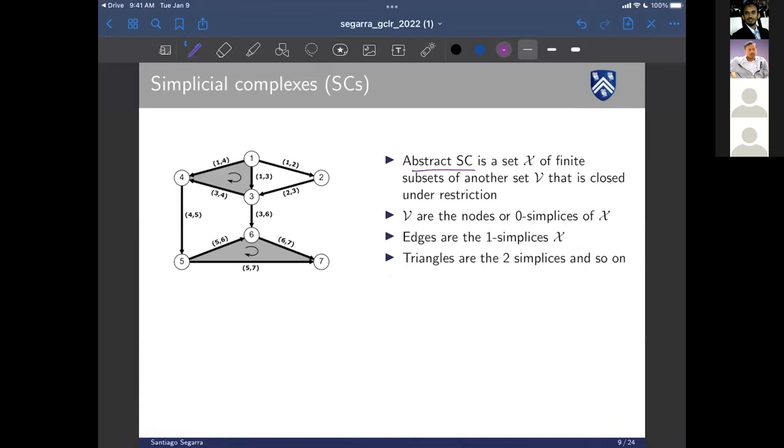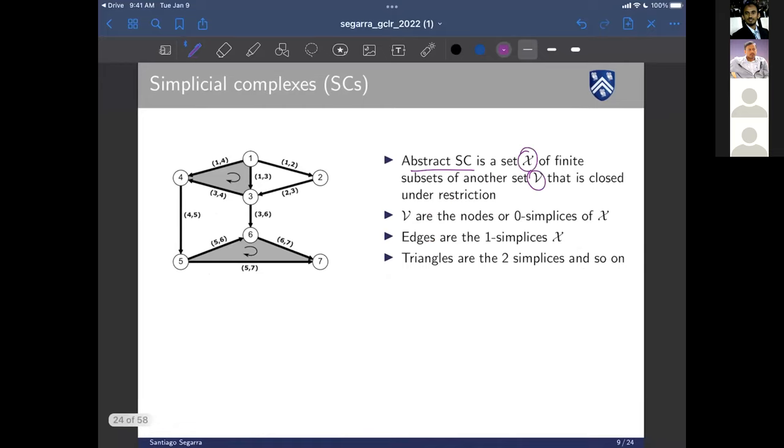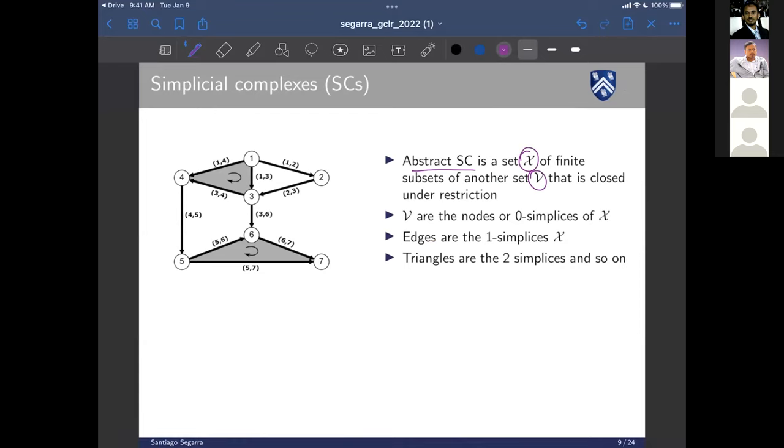So what's the picture to have in mind here? V is just my set of nodes. And X is a set of subsets, right? So if these subsets are of size one, those are the nodes themselves. If these are pairs, those are edges. If these are triplets, those are triangles, and so on and so forth. And it being closed under restriction simply means that if we have the triangle 1, 3, 4 over here, we must have also the edges 1, 4, 3, 4, and 1, 3, and also the nodes 1, 3, and 4. So that means closed under restriction.